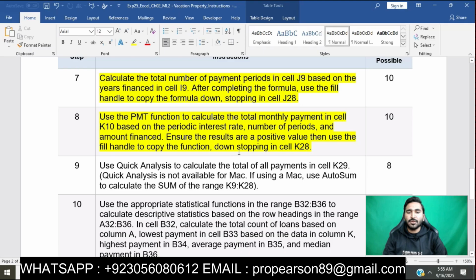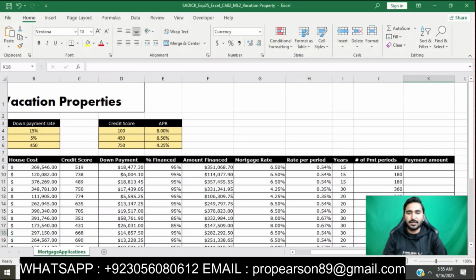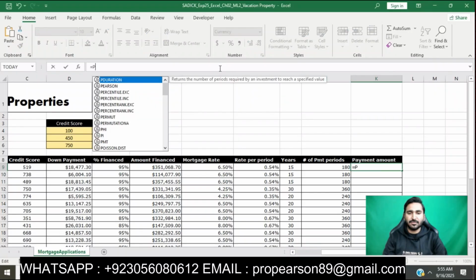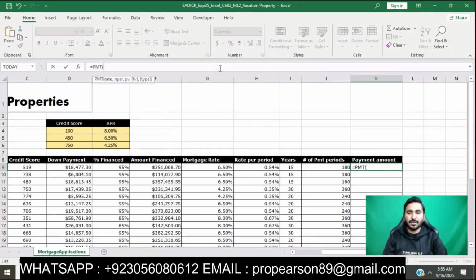Simply, we will go to our Excel workbook, click on cell K10, then we will use the PMT function to calculate the total monthly payment. Click on cell K9, press equal to, and enter the PMT function. Using the PMT function, H9 is the rate per period, J9 is the number of PMT periods, minus F9, the amount financed. Then we will press enter. It will find the payment amount in cell K9.